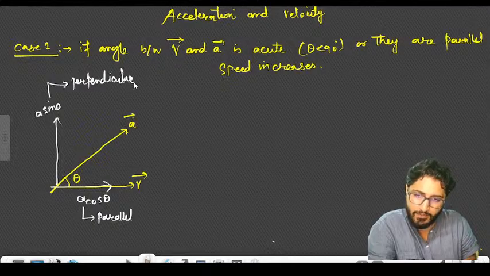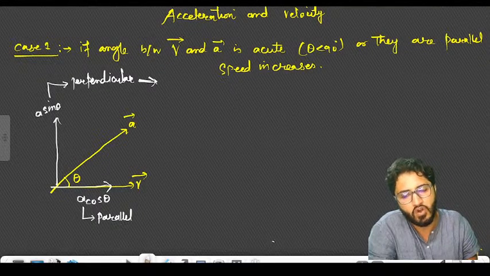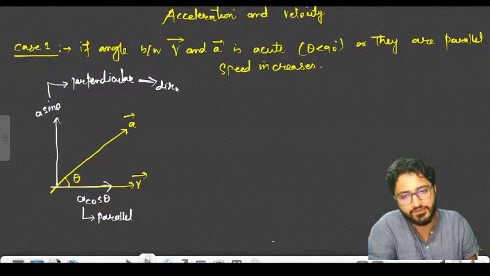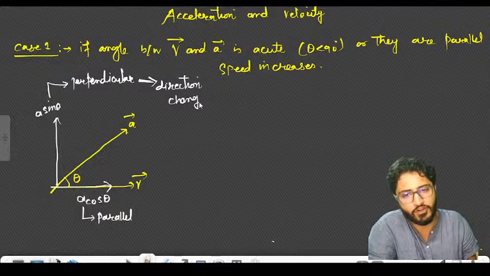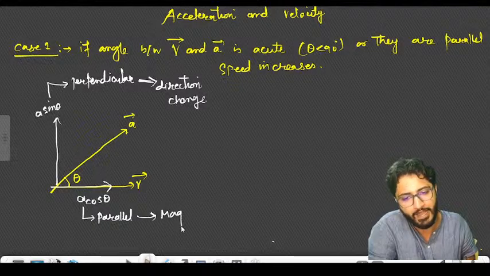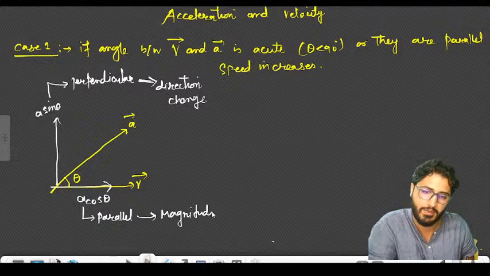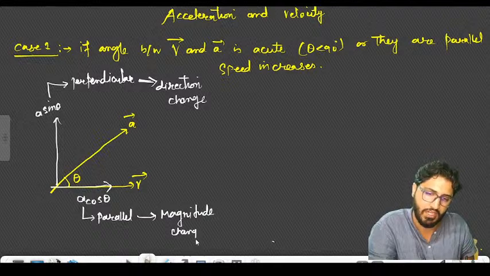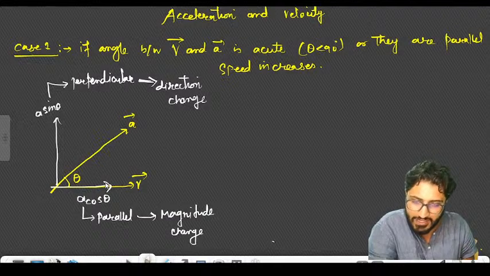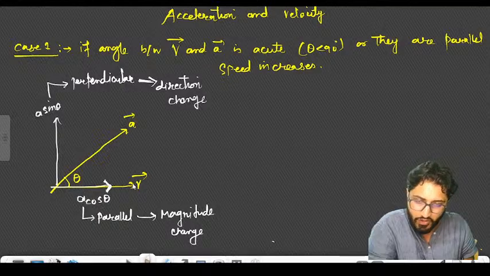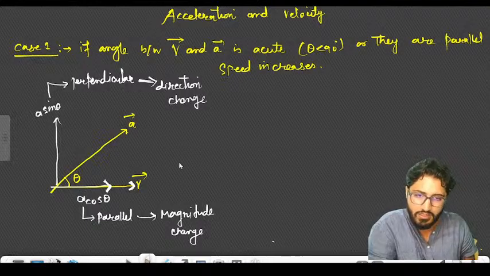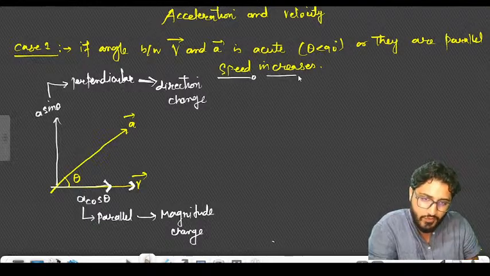And we know that acceleration which is perpendicular to velocity is only used for direction change. So a sin theta is responsible for direction change, and the parallel component is responsible for magnitude changes. Increases or decreases? Look, if velocity and acceleration both are in the same direction, so you were right, sir, speed increases.